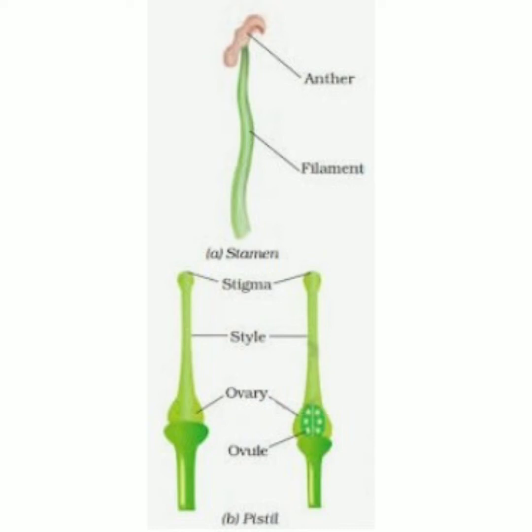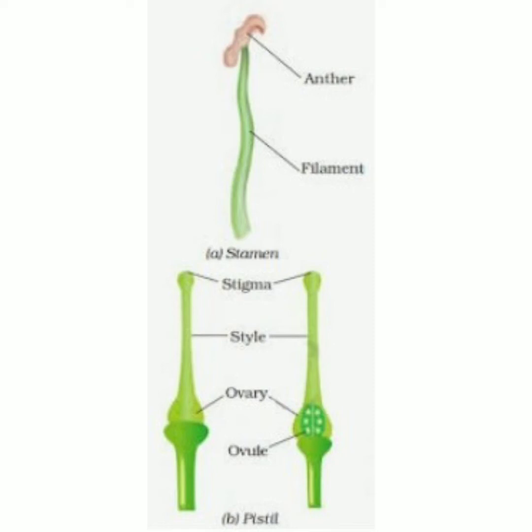Next, anther contains pollen grains which produce male gametes. Which one produces male gametes? Anther. Anther produces male gametes. Look at the picture. A. Anther contains pollen grains which produce male gametes.